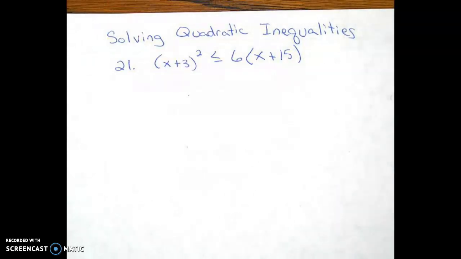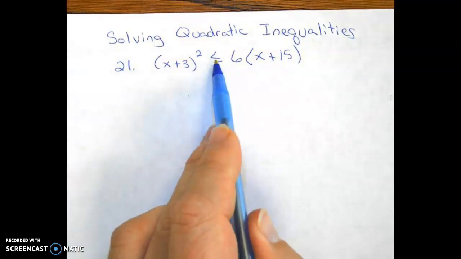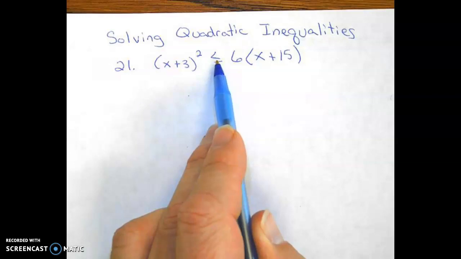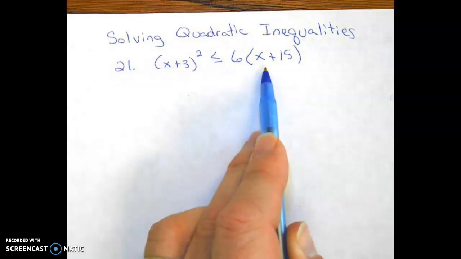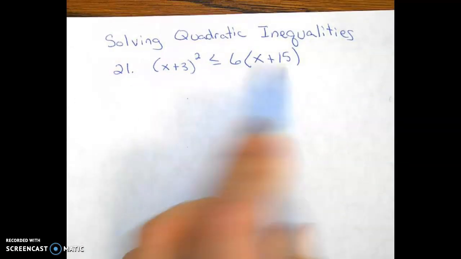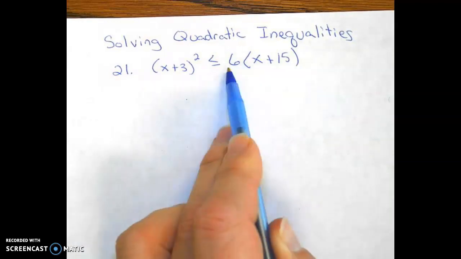Solving quadratic inequalities. So as you can see here, we have a less than symbol. So we're trying to find all the x values that would make this a true statement. So the first thing we want to do is simplify both sides of the inequality.